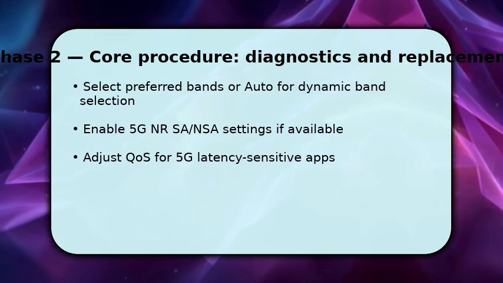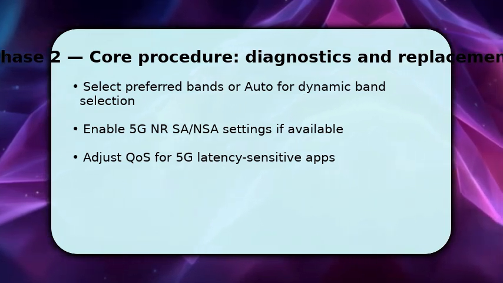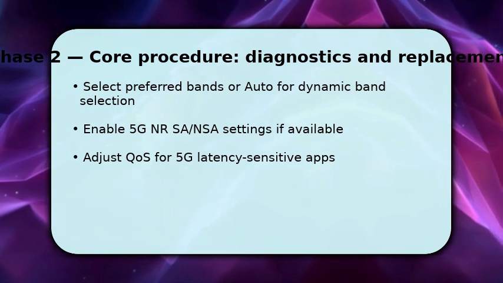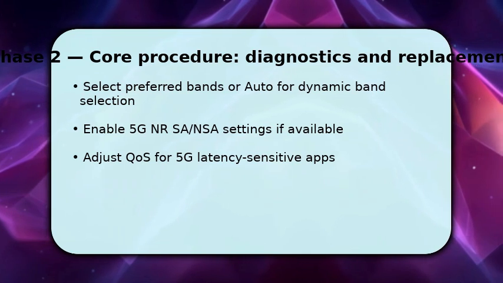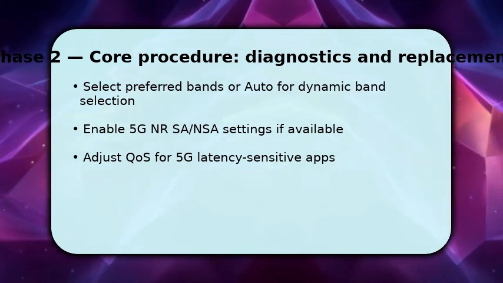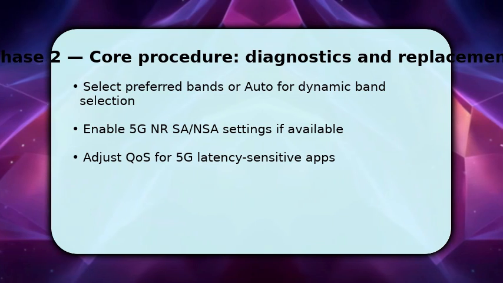Once this is set, configure quality of service to prioritize video calls or gaming. Also, enable carrier aggregation if present. Test speeds with a wired device to isolate wireless variables and log results for comparison.